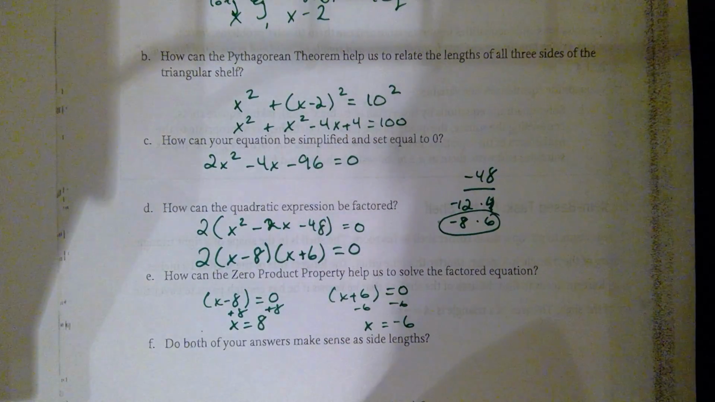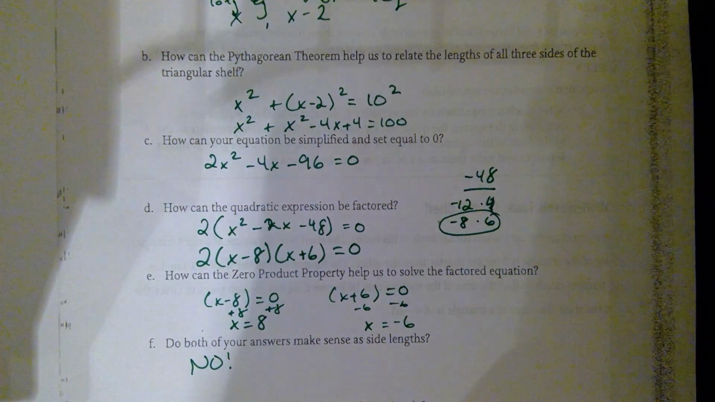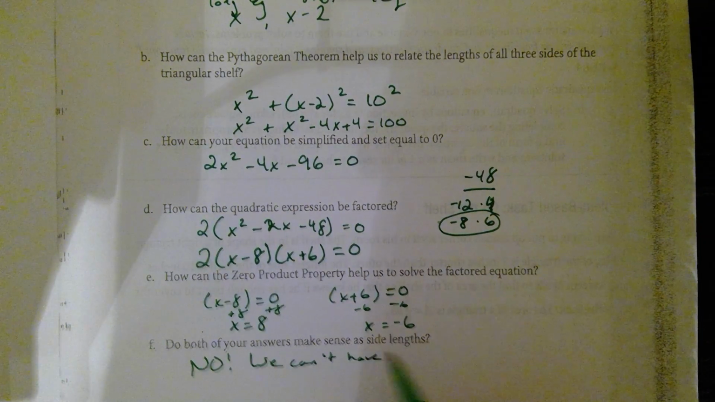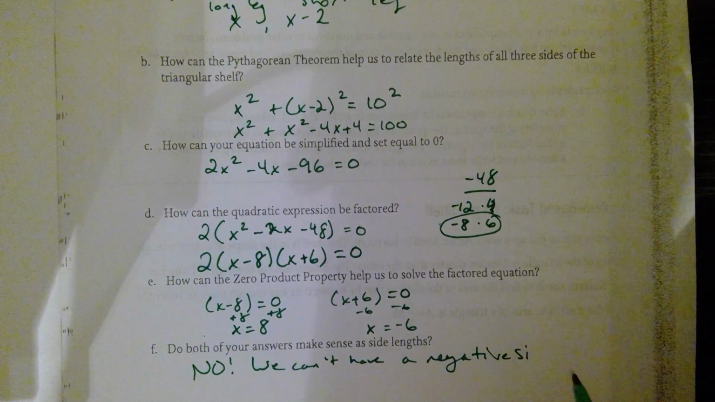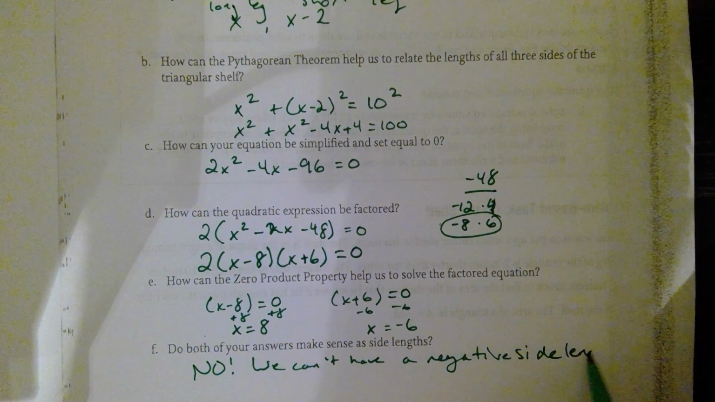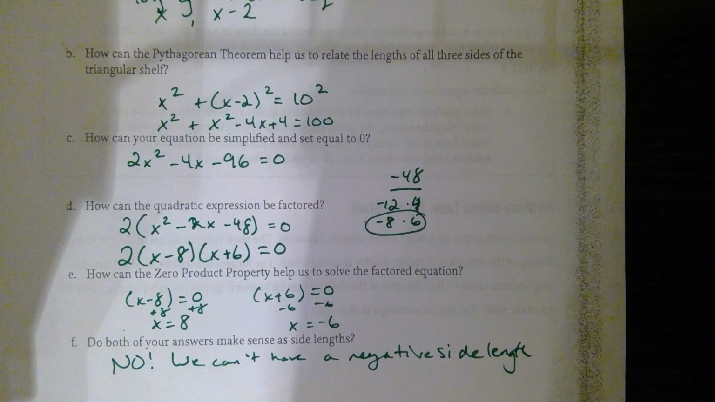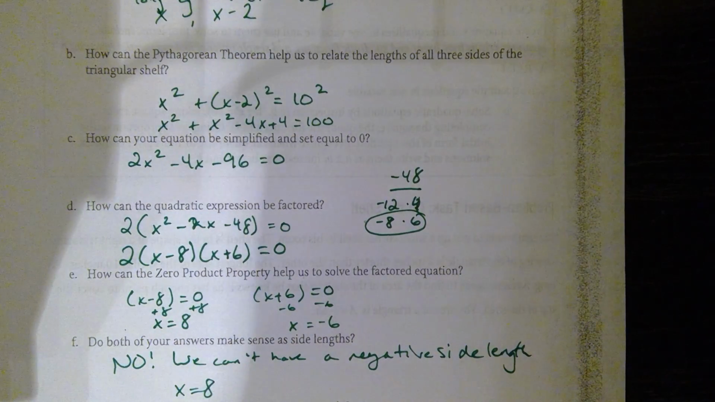Do both of our answers make sense as side lengths? Hopefully you said no. We can't have a negative side length. That would not make sense. We've got to be thinking about this. So now we know that x equals 8.